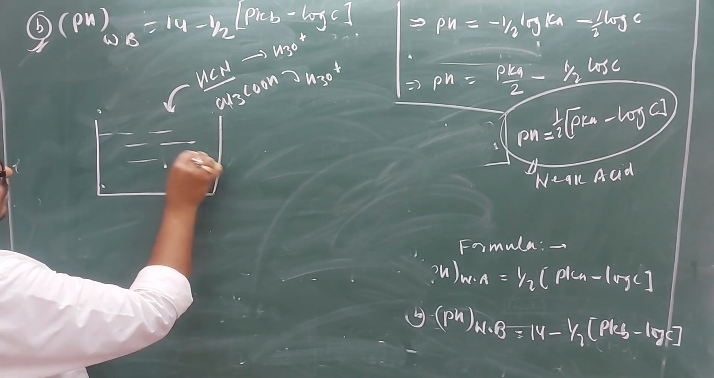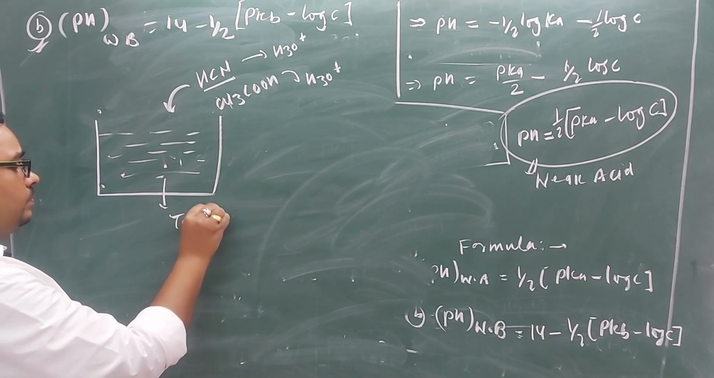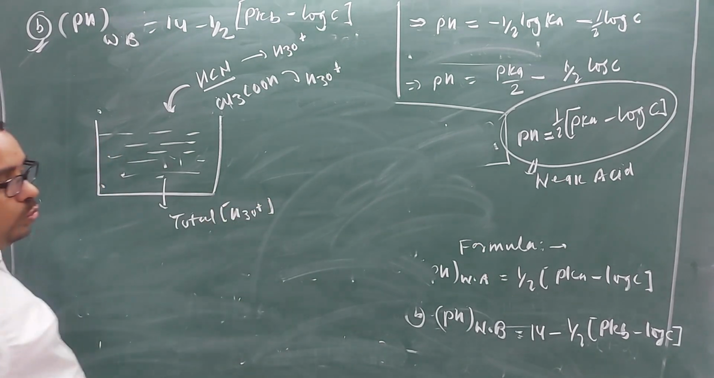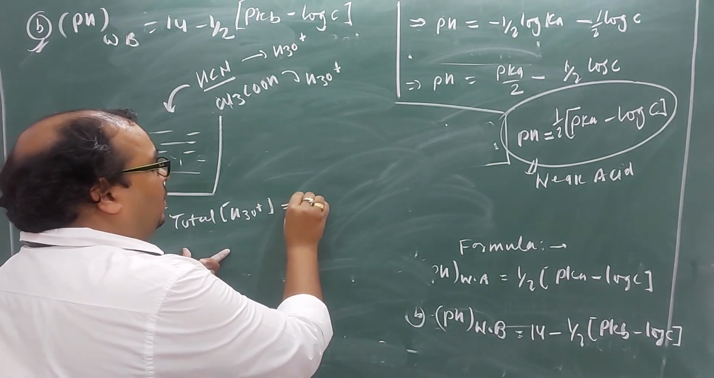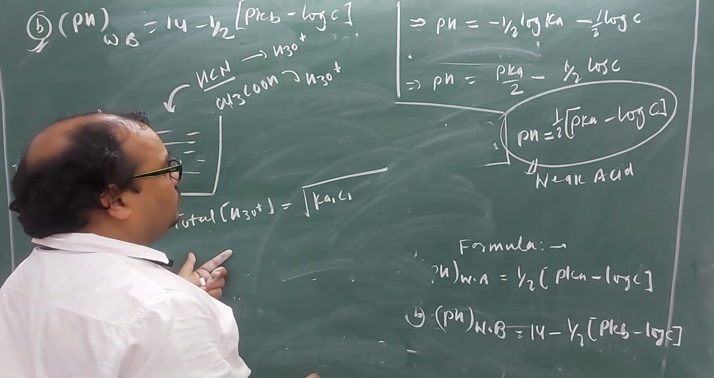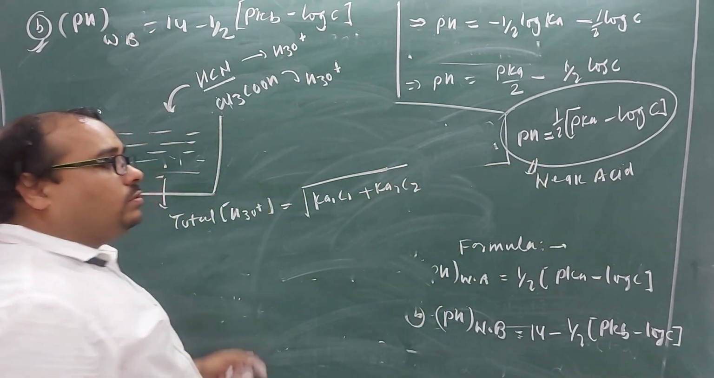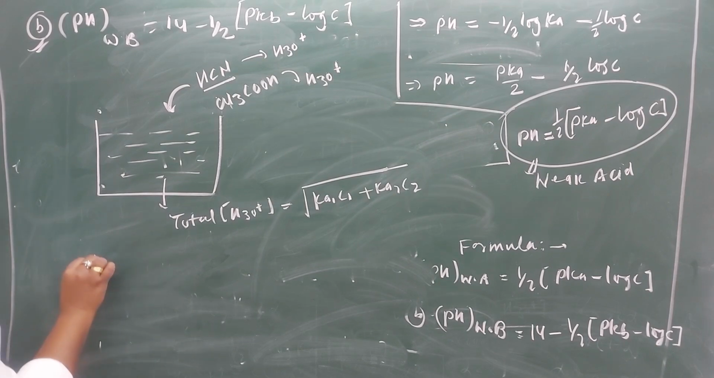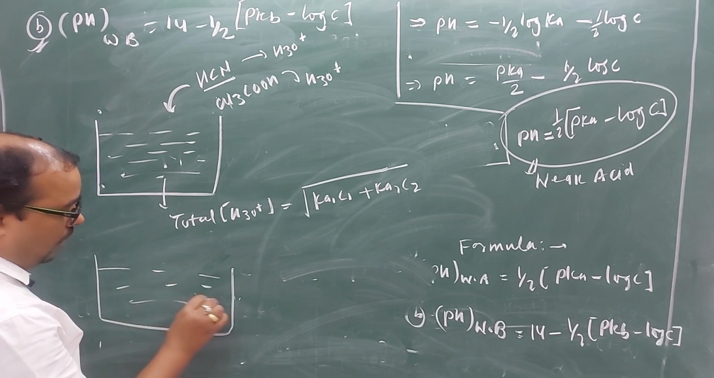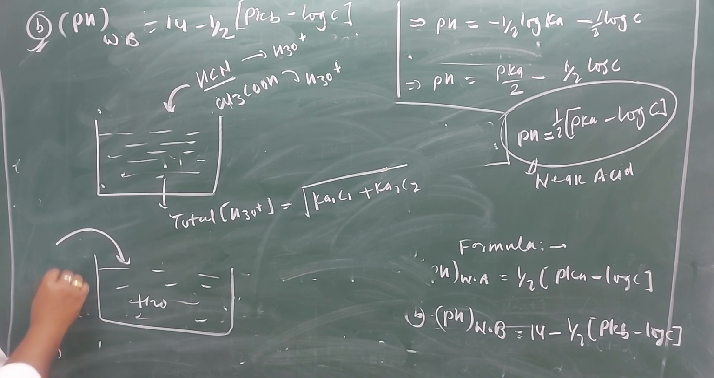Can you tell me? In that case, obviously we have to find the total hydronium ion concentration. How much? So total hydronium ion concentration will be root under Ka1 C1 plus Ka2 C2 and so on. Is it okay? Suppose similarly you have taken this reaction vessel, yes, it contains water, and you are mixing what?